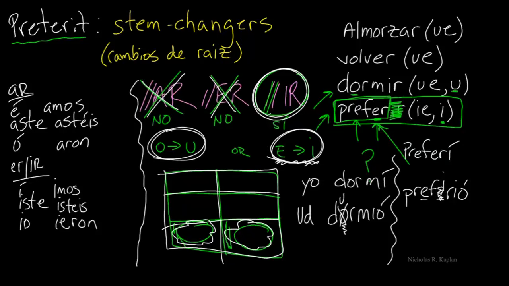So the final question that you might have is, how do I know if it's a stem changer? And there's no good way to know, you just have to memorize. So use your book, use your 501 verbs, go to studyspanish.com, talk to your Spanish teacher, talk to your friends. You just have to memorize.